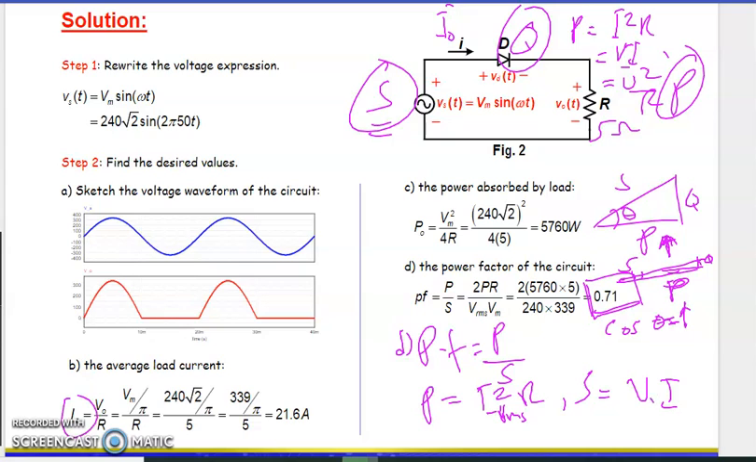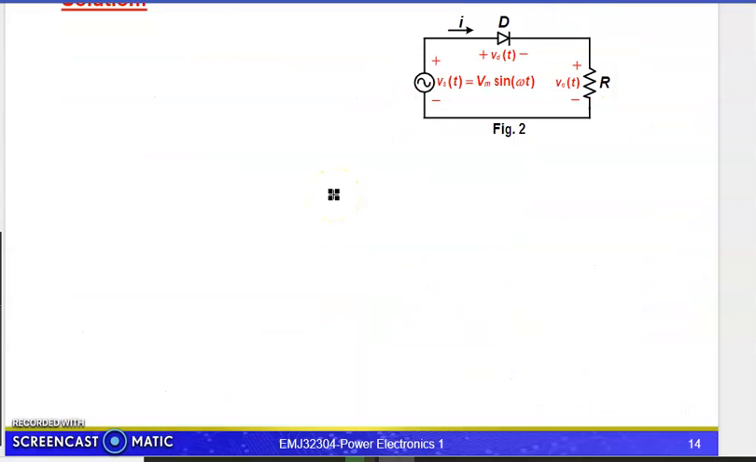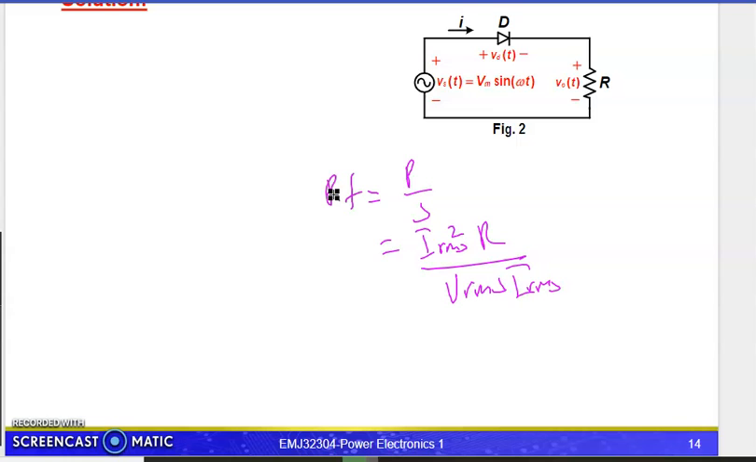Okay, S is equal to VRMS times IRMS. So you have to find VRMS and IRMS, then you can put them into the calculation. So in calculation, PF is equal to P over S. We rewrite again: P is IRMS squared times R over VRMS times IRMS. So we cancel the RMS, and it remains as IRMS times R over VRMS.